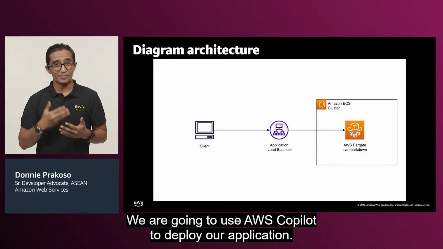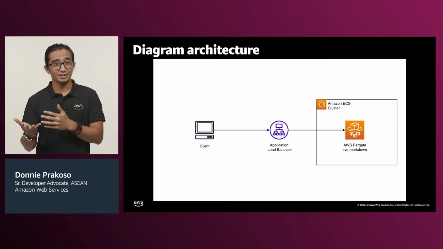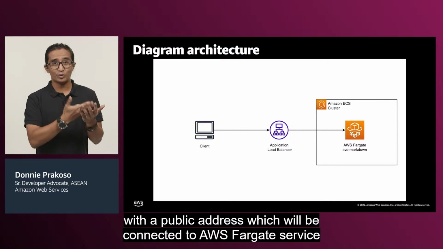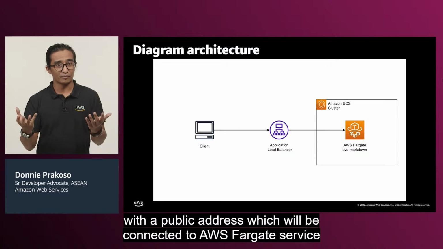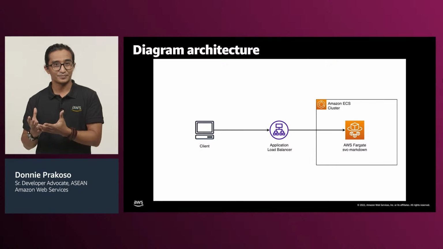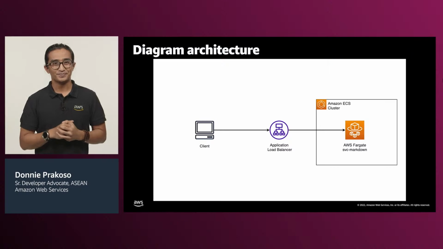We're going to use AWS Copilot to deploy our application, and at the end, we're going to have an application load balancer with a public address, which will be connected through the AWS Fargate service, where our application runs inside the Amazon ECS cluster. Let's jump into the demo.